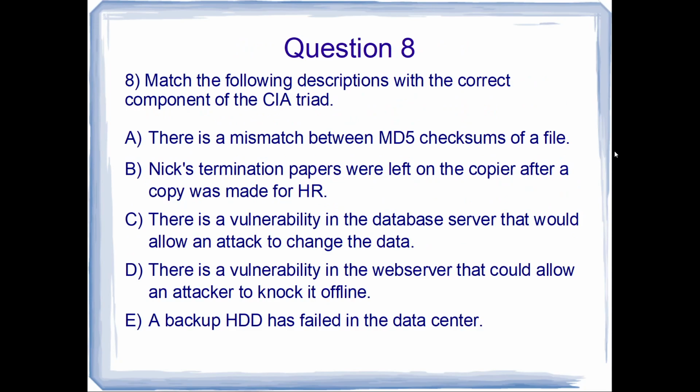Match the following descriptions with the correct component of the CIA triad. There's a mismatch between the MD5 checksums of a file. Nick's termination papers were left on the copier after a copy was made for HR. There's a vulnerability in the database server that would allow an attack to change the data. There's a vulnerability in the web server that could allow an attacker to knock it offline. And a backup hard drive has failed in the data center.